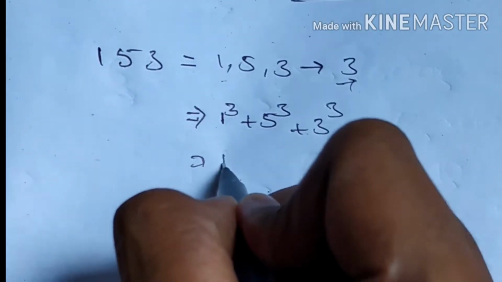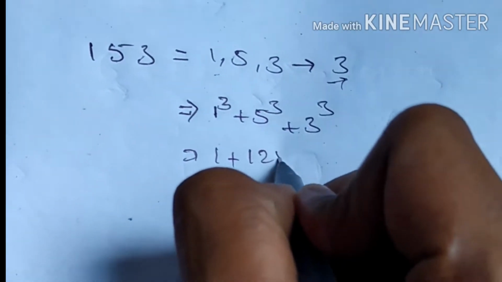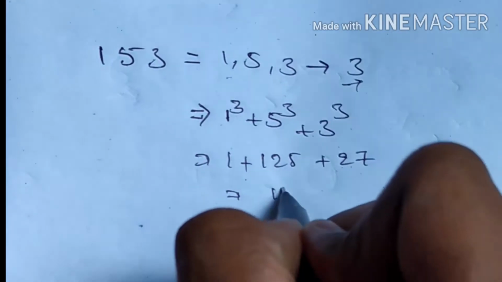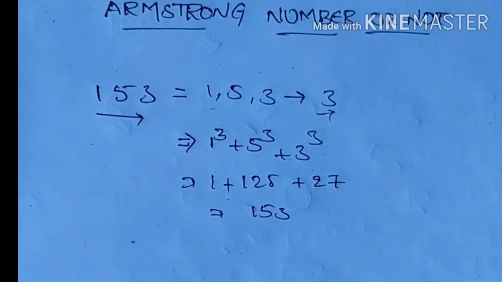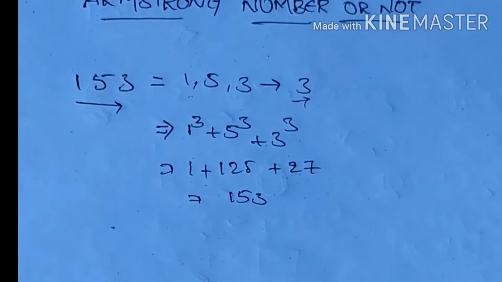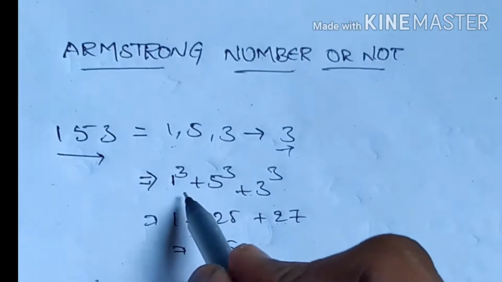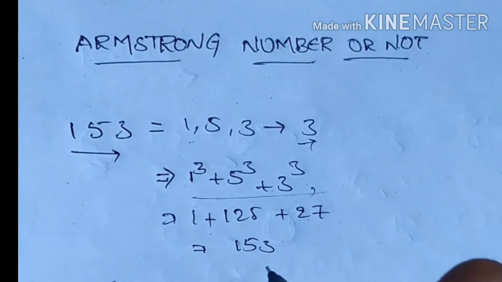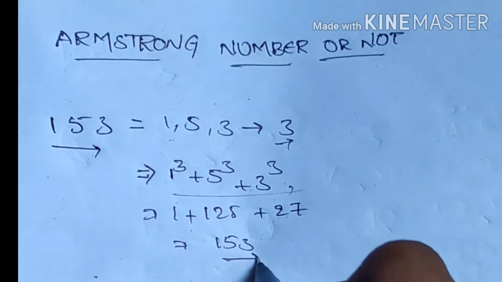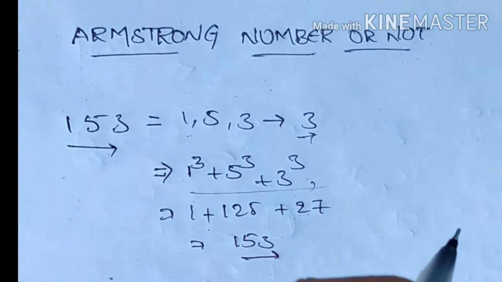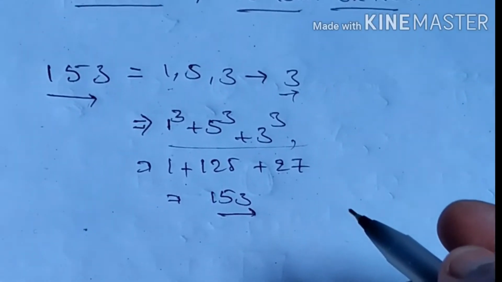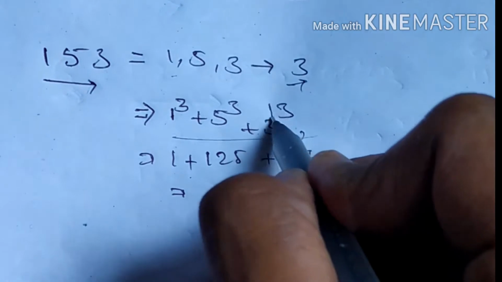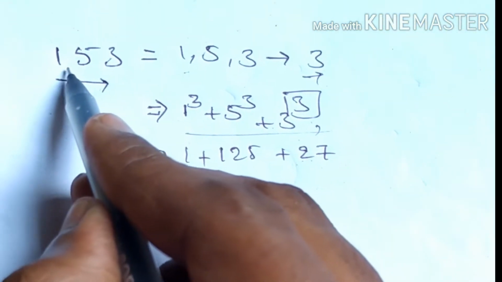That means 1 plus 5 cube will be 125, right? 3 cube will be 27. The sum of these numbers will be 153. So here 153 will be equal to the sum of the cubes of each number, right? We got 153. So 153 will be an Armstrong number. Here we took 3 because we have only 3 numbers.